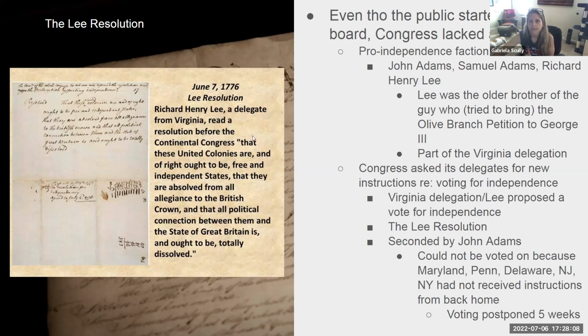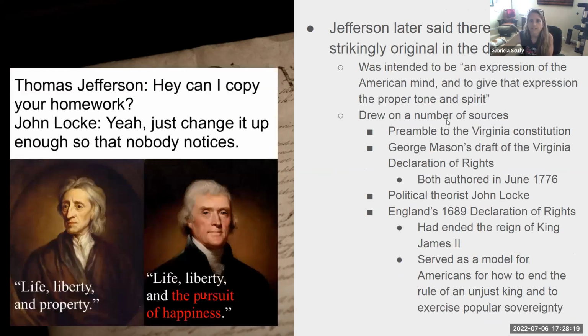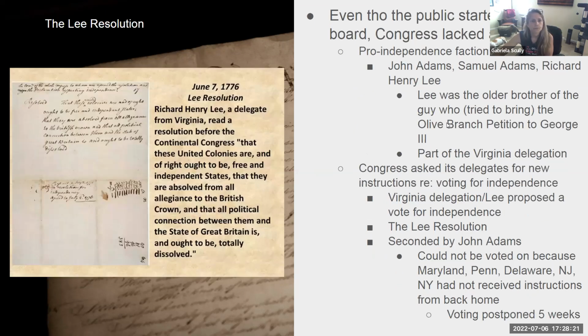And I have 1776 on this one. So it must be, let me make sure that I'm on the right thing. Oh, okay. So now we're in spring of 1776. Okay.